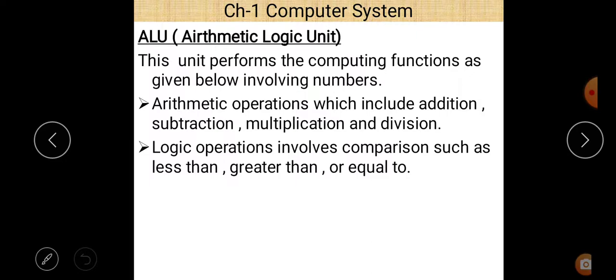The next part of the CPU is the arithmetic and logic unit. This unit performs, as we know, all the computing functions as given below. These are the different operations performed by the unit. Arithmetic operations include addition, subtraction, multiplication, and division. And logical operations involve comparisons such as less than, greater than, less than or equal to. So these are the logical operations.